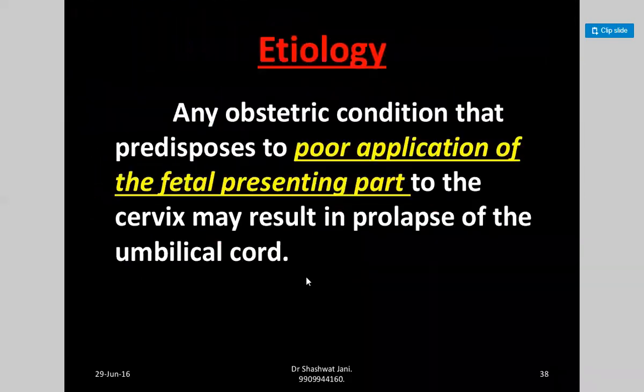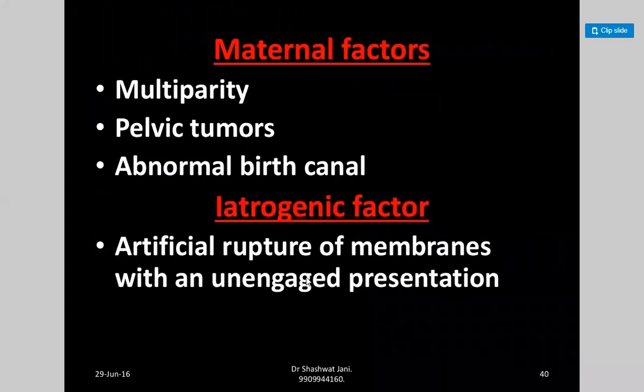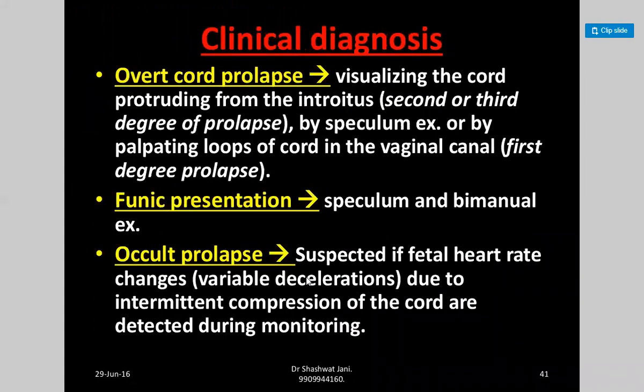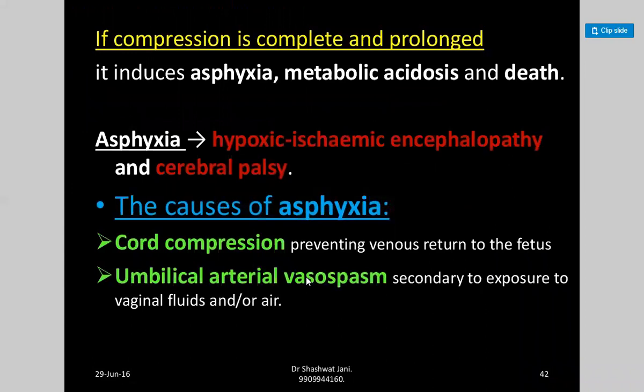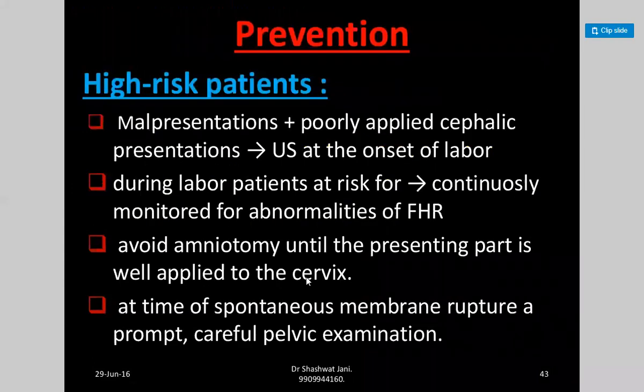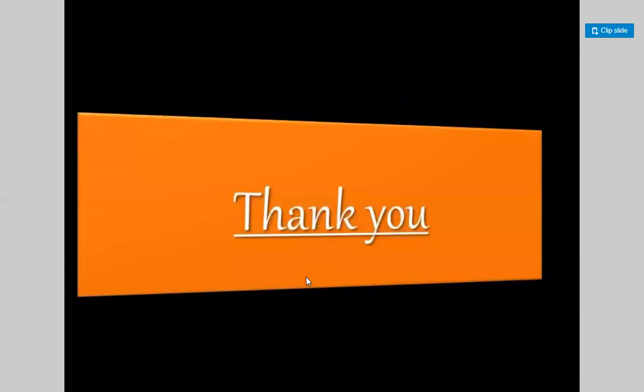Then the etiology, risk factors, how we diagnose clinically, what it leads to, and management. So that's what we have finished about the structure and function of the umbilical cord, the abnormalities of the umbilical cord, and how it presents in twins. Thank you very much.